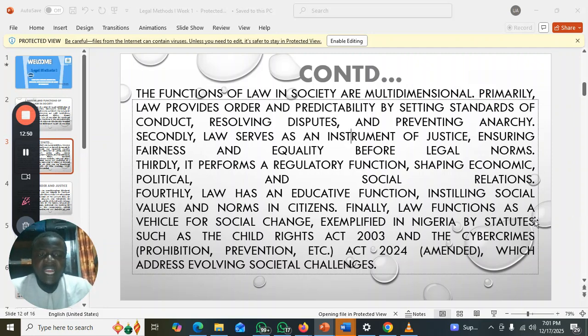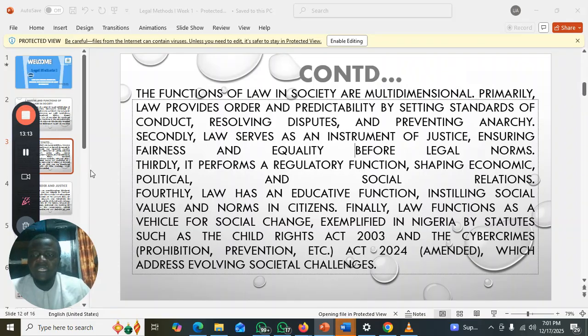Then finally, law functions as a vehicle of social change. For example, in Nigeria, by statutes such as the Child Rights Act, etc. So law serves as something that will bring social change. Where there is chaos, law will enter and make sure it brings changes. So these are the functions of law.